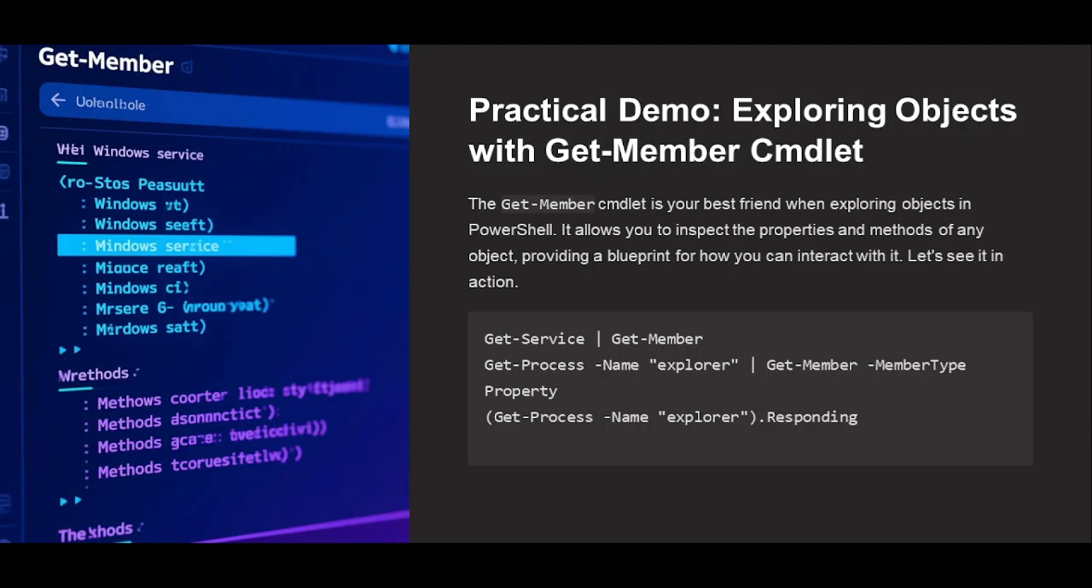So why is this very important, guys? We are humans, right? It is very difficult to remember what properties we have for a particular object. To identify those properties, we always use the Get-Member cmdlet so that it can display all its properties and methods. We will see in the practical how exactly we can find the properties and methods for an object.